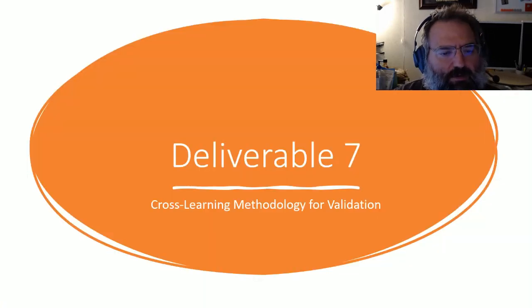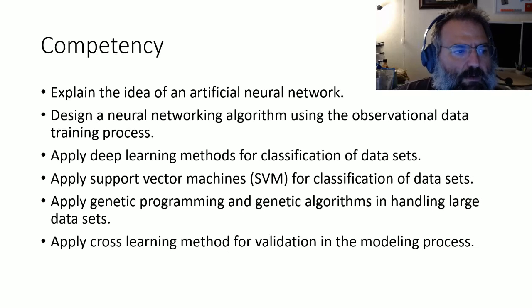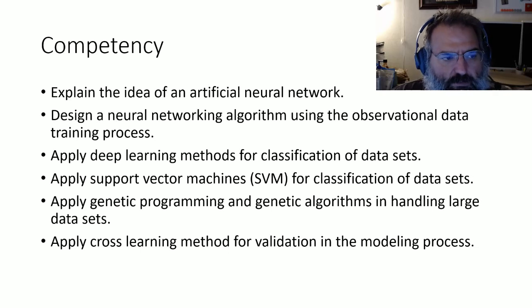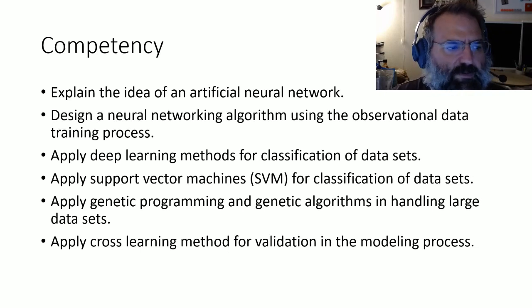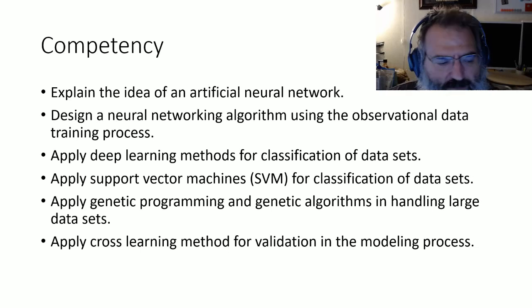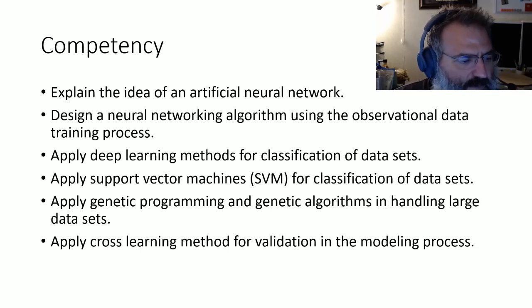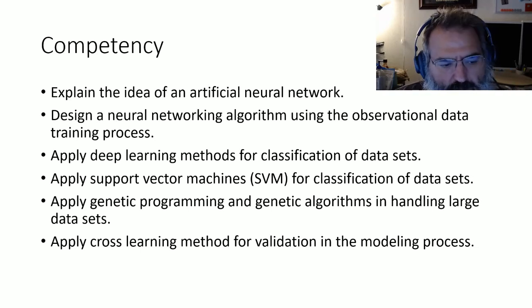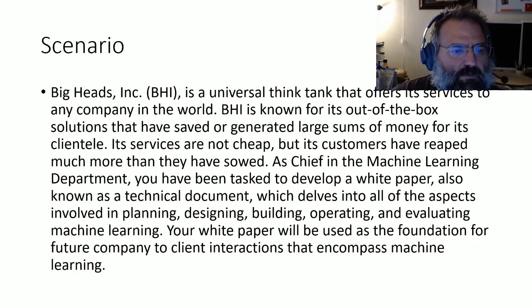And then deliverable 7, you kind of tie it all together. So you're going to explain all of neural networks. You're going to design one using basically training data. And that's where observational data, that seems stilted to me. I mean, that's what it is, but it's historic labeled data is what we think of it as. Anyway, you're going to do some classification. You're going to do an SVM and a little genetic programming, and then cross-learning or cross-validation.